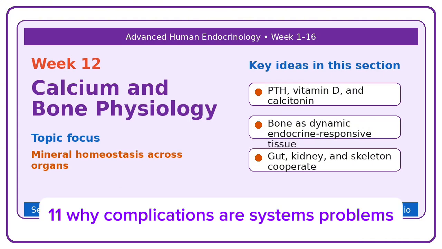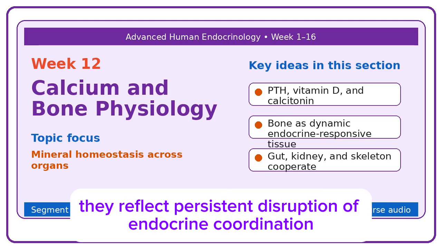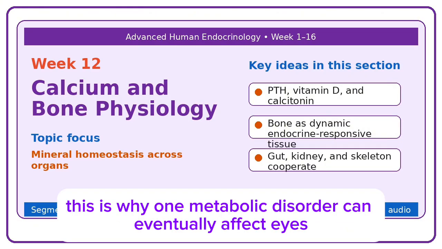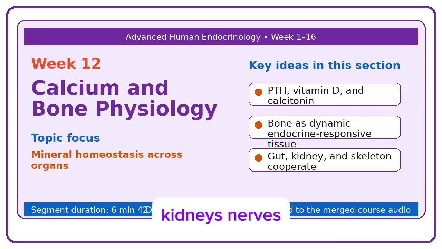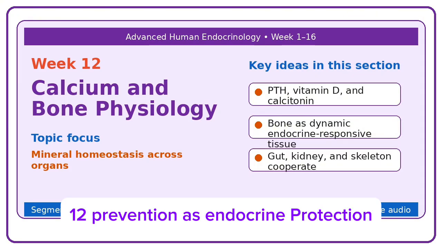11. Why complications are systems problems. Diabetes complications are not isolated events. They reflect persistent disruption of endocrine coordination, nutrient handling, vascular biology, and tissue maintenance. This is why one metabolic disorder can eventually affect eyes, kidneys, nerves, blood vessels, and healing responses at the same time.